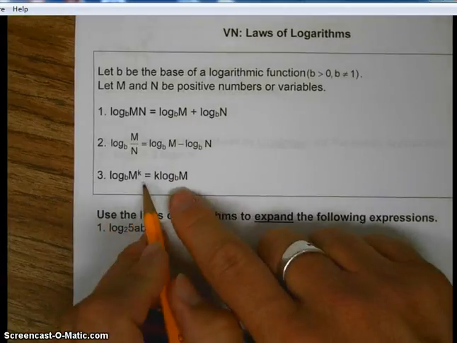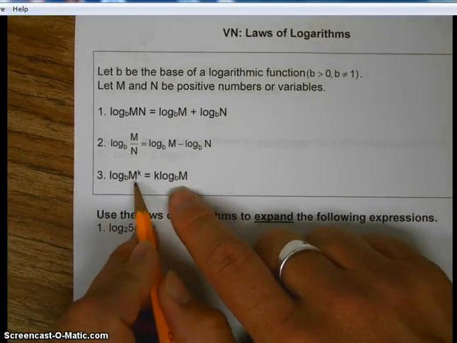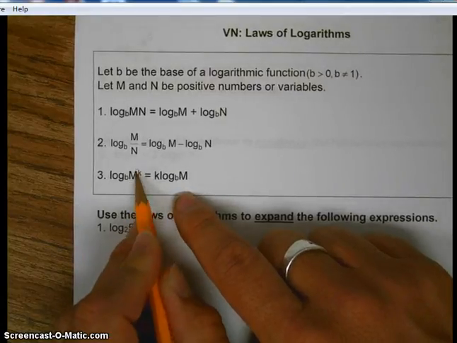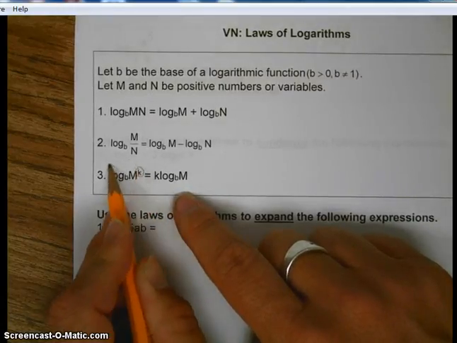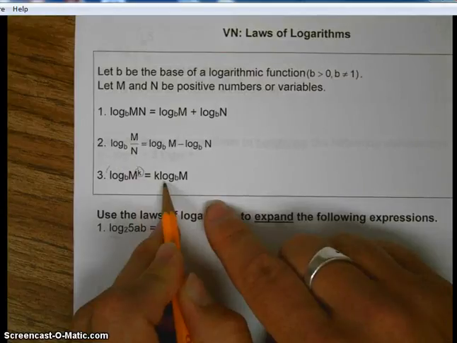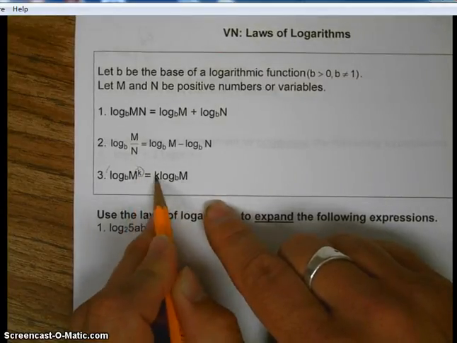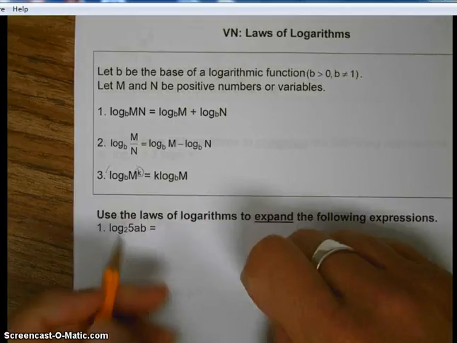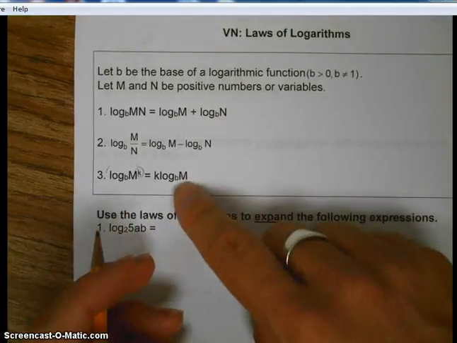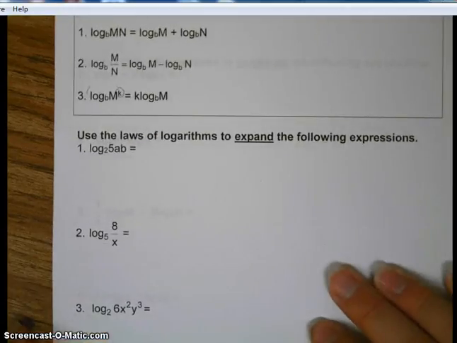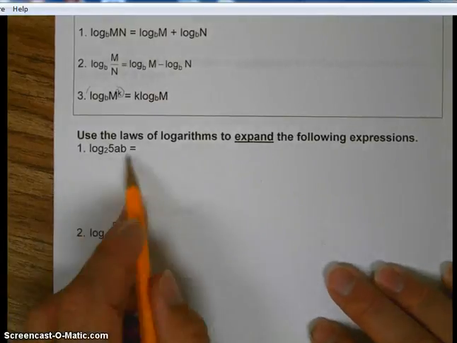Now here we have the one law that we've already been using, where we have log base b of m to the k power, and remember that k power comes down front, just like that. So when you have an exponent raised to an exponent, you multiply. So here are your laws of logarithms. Now we're going to use those laws down here to expand the following expressions.